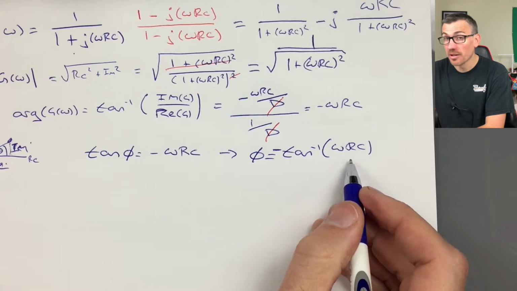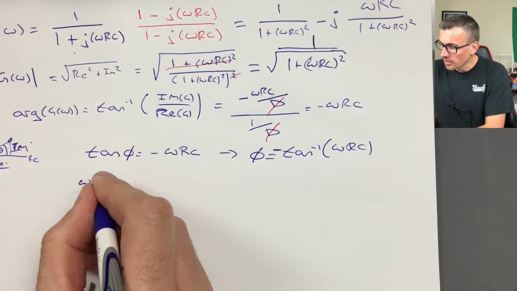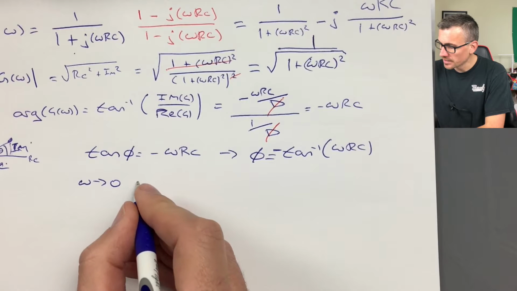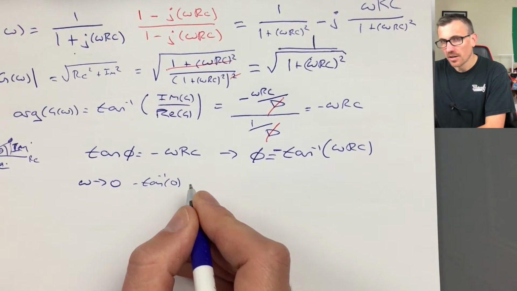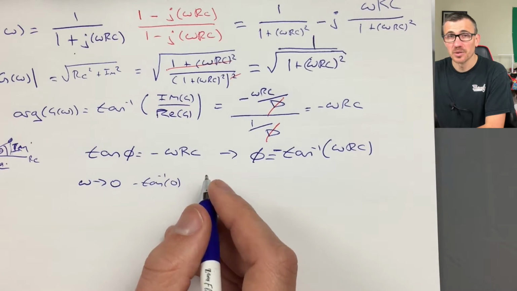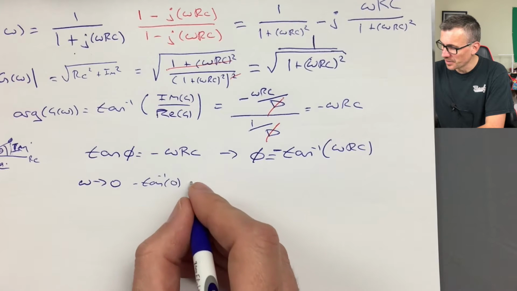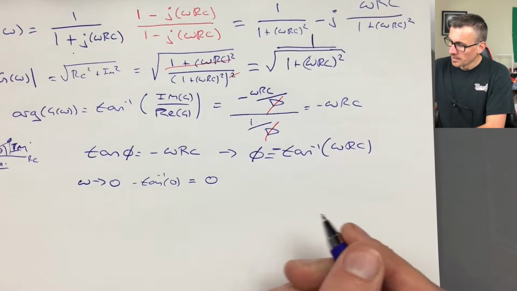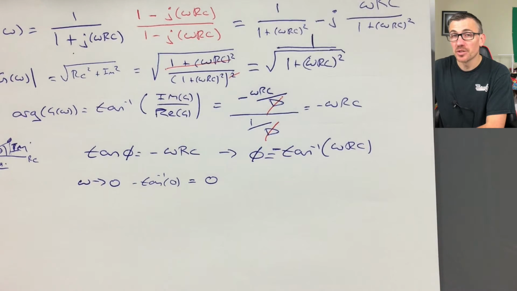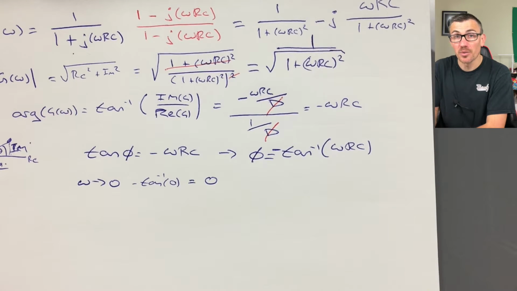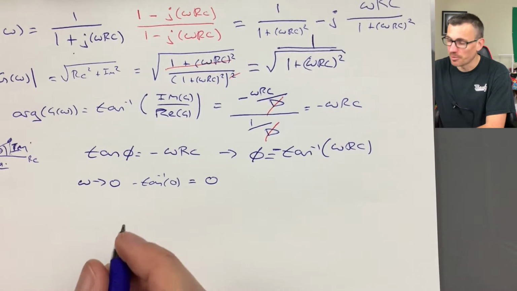So, look at our limiting cases again. As omega goes to 0, we get what? We get negative arctan of 0. Well, tan of 0 is 0, so arctan of 0 is 0. So we get no phase. The magnitude is the same and there's no phase shift. In other words, we get the exact thing out that we put in.